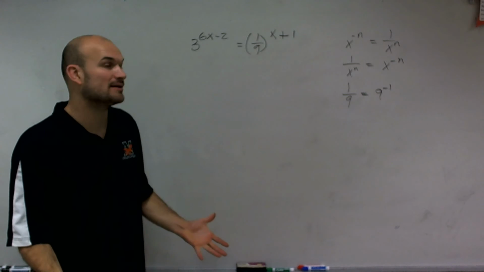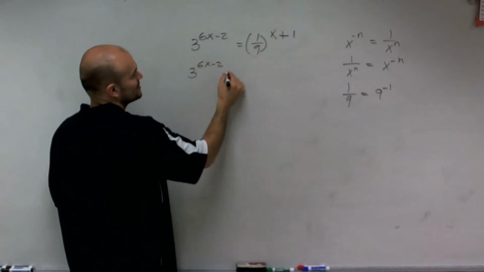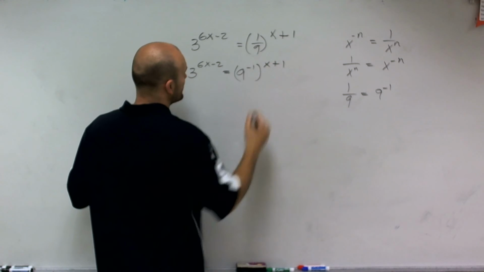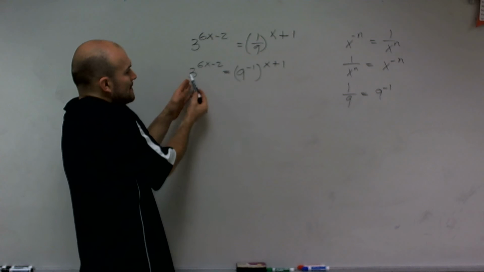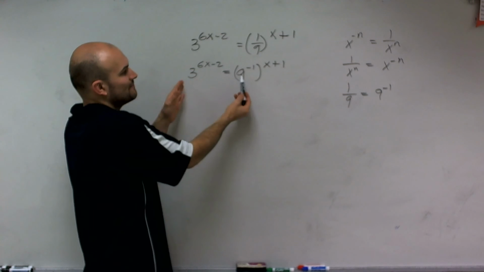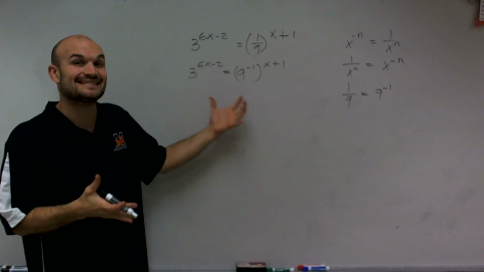And that's important because if I now rewrite this as 3 to the 6x minus 2 equals 9 to the negative first raised to the x plus 1, now I at least have them both as whole numbers. But now I see my bases are 3 and 9, and even though they're raised to more powers, how can I now rewrite them so they're going to be the exact same base?